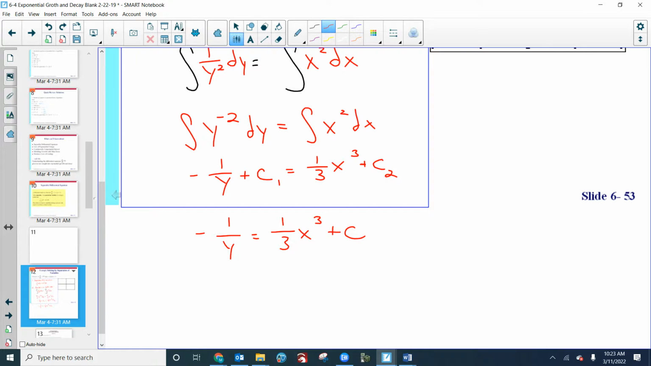What's C2 minus C1? Some constant. That could be different, right? I mean, it's some constant. Just call it plus C. You don't have to write C2 minus C1. It's just another constant. Are you with me? So what am I going to allow you to do? I'm going to allow you to go straight from here to here, where you just write the c on the side with the x, because you're trying to get y by itself, right? Just write the c on the side with the x.